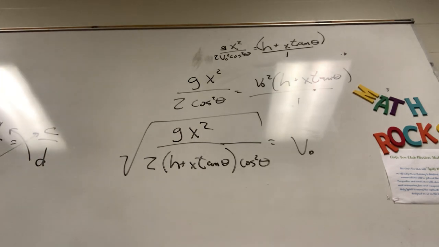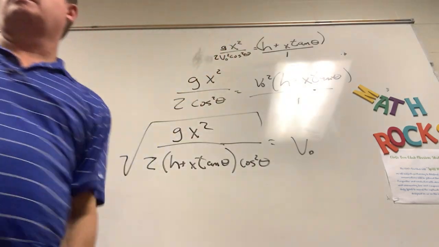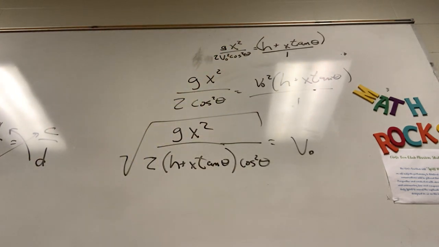Part B. Wait, how come your cosine is squared? It's always been squared. Remember that t squared I had out there? One half, or minus one half g t squared? I squared t. t was a cosine from my x equation. That's where cosine gets squared.